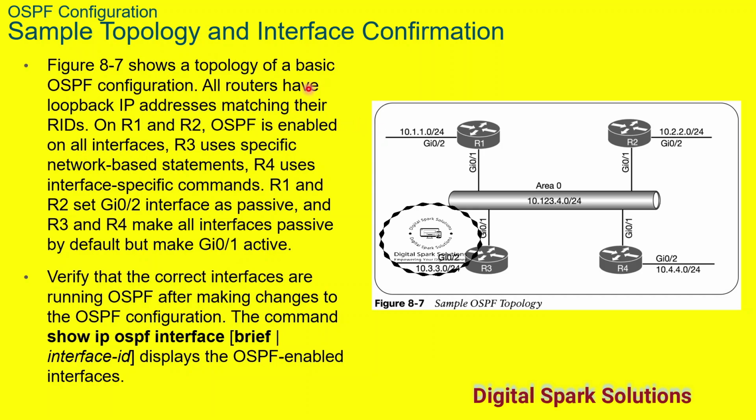Okay, we have our routers with loopback IP addresses matching their router IDs. On R1 and R2, OSPF is enabled. R3 uses specific network-based statements. R4 uses interface-specific commands. R1 and R2 set the interface as passive. R3 and R4 make all interfaces passive by default, but make GI01 active.